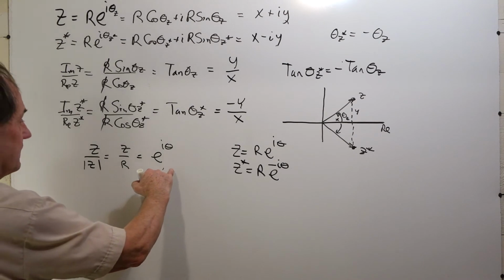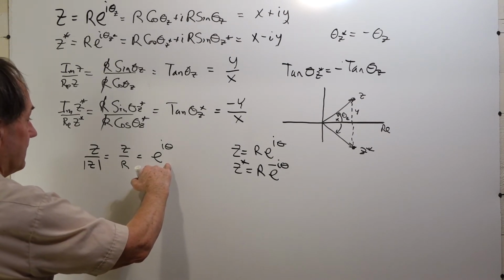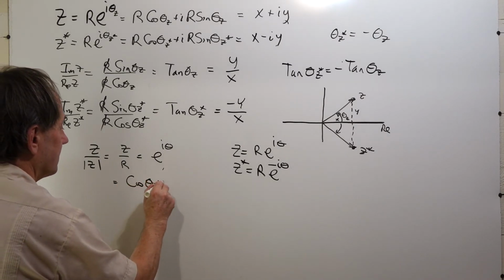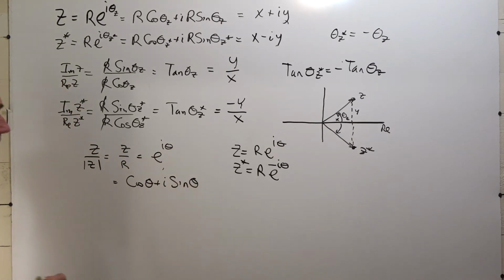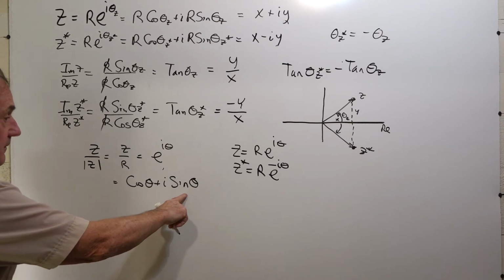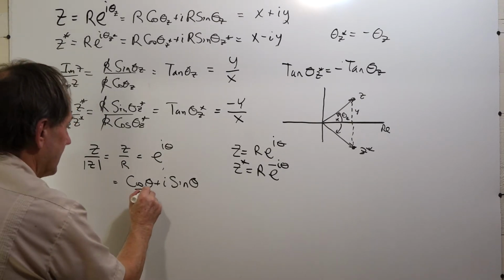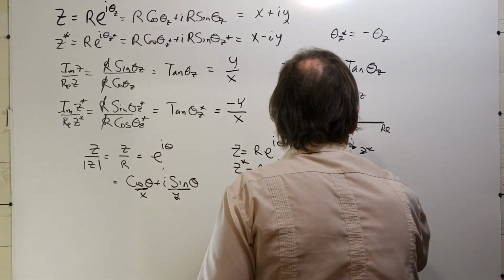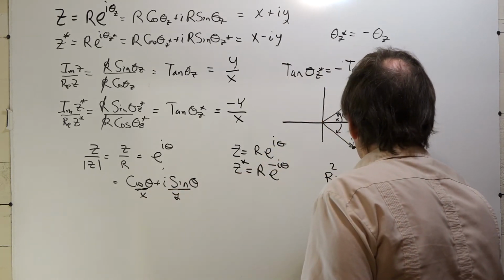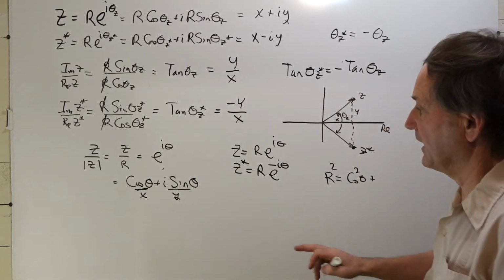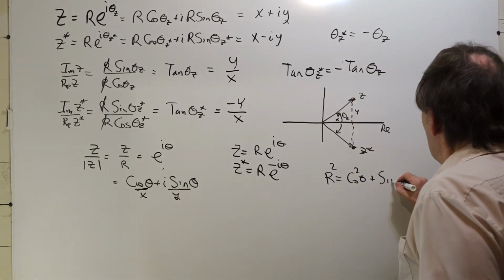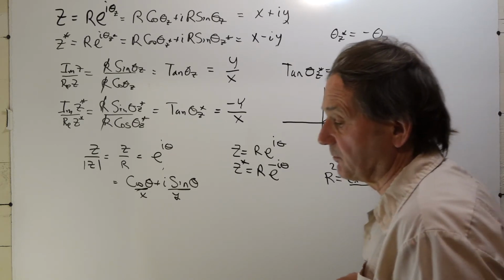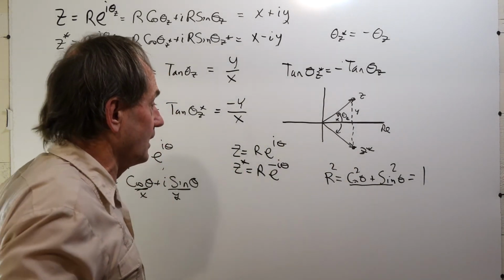Now, remember Euler's identity, we can write this as cosine theta plus i sine theta. Well, what is the magnitude of this? If we take the magnitude, this is our x, this is our y, and remember r squared is the real part squared, which is cosine theta squared, plus the imaginary part squared. And this is a trigonometric identity: sine squared plus cosine squared is identically equal to 1.